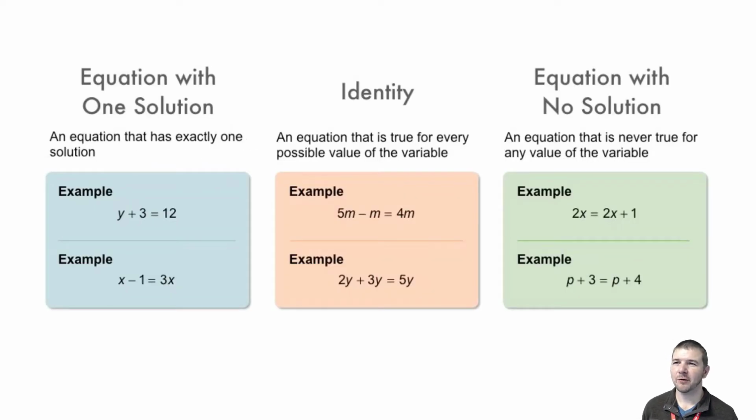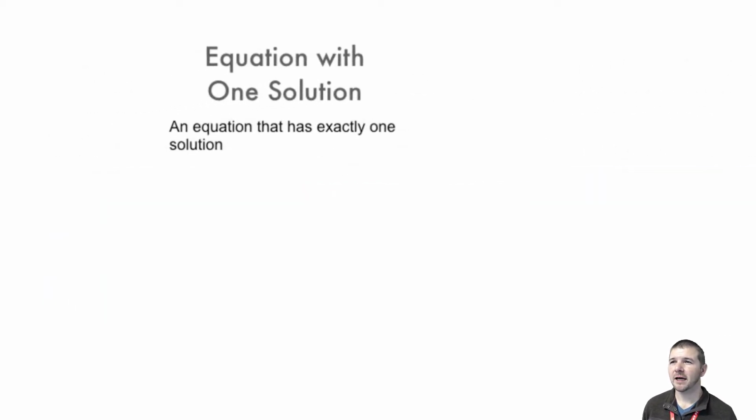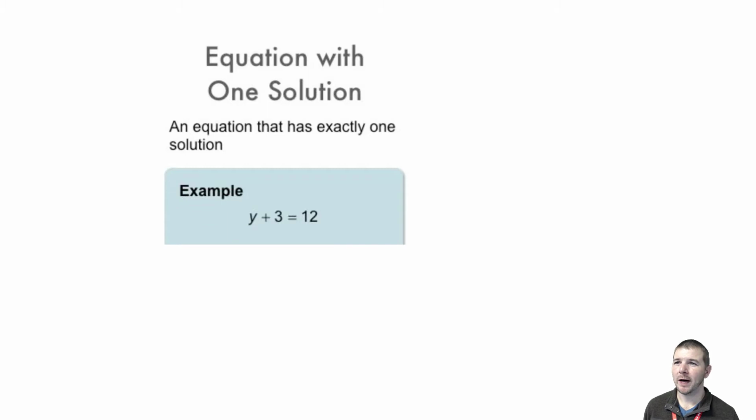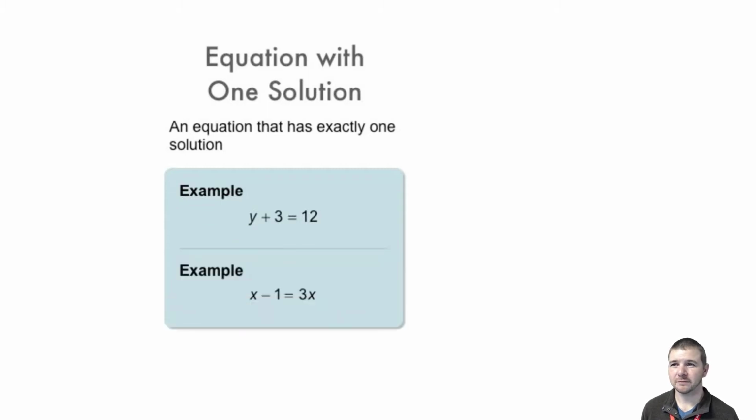Here's some information about equations with one solution, identities, and equations with no solution. We'll start on the left. Equation with one solution. That's an equation that has exactly one solution. An example, y + 3 = 12. Another example, x - 1 = 3x.